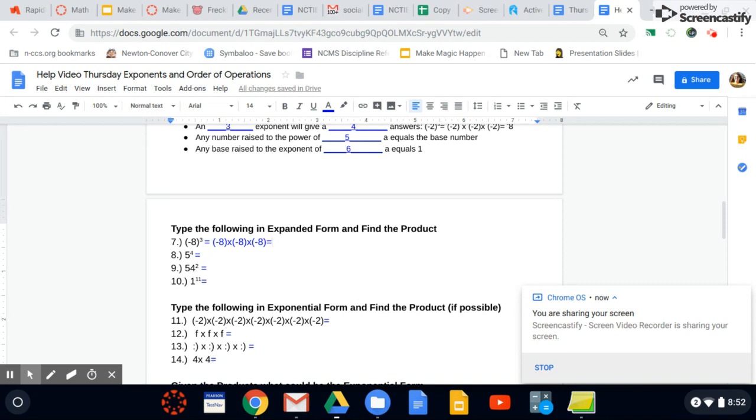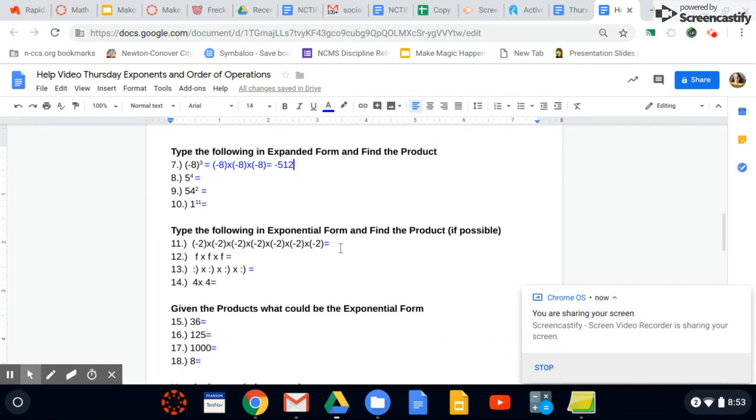So I know if I'm thinking in my head, 8 times 8 is going to be 64. And of course, I could work that on my paper just to make it a little bit easier. And then 64 times 8 is 512. I also know that this is an odd exponent, so my answer is going to be -512. So I went ahead and expanded it and I provided the product, which is the final answer. And you would follow that for numbers 8, 9, and 10.